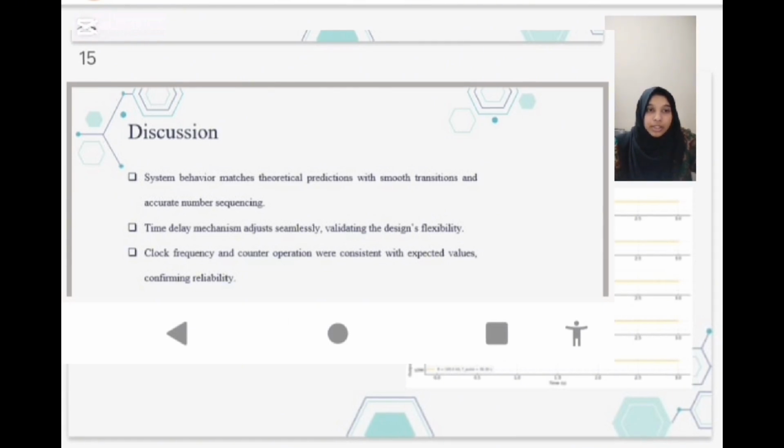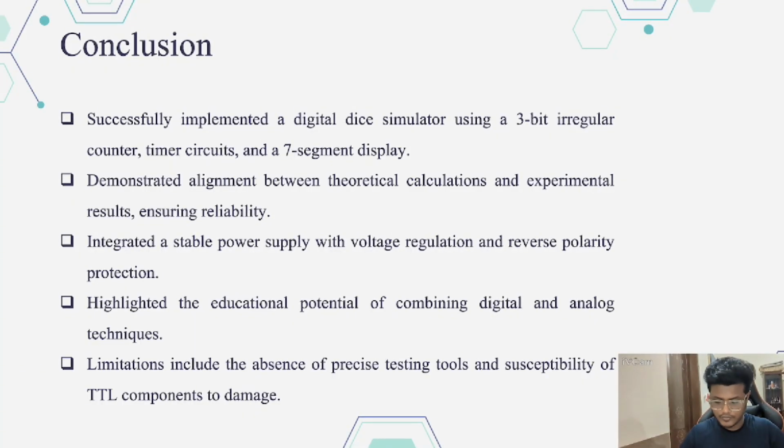The adjustable timer allows users to modify the rolling speed, and the irregular counter introduces a satisfactory level of randomness. The LED display effectively represented each dice face, providing a clear and visual output. Thank you. Hello, myself Redon Islam Sadiq, and here is my conclusion part.